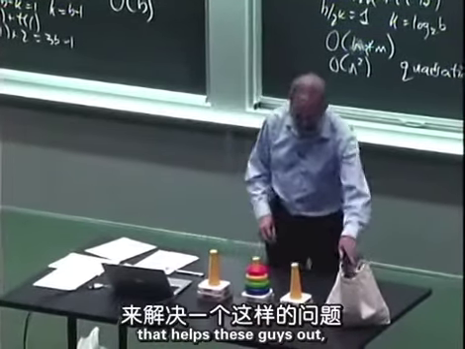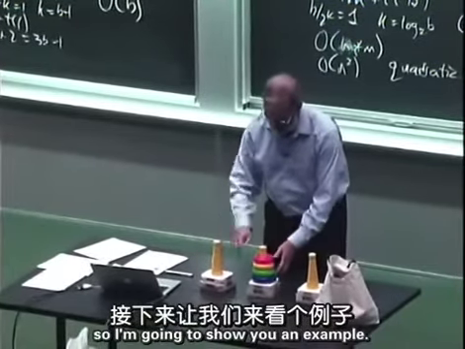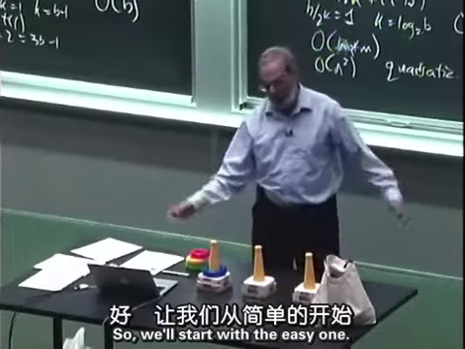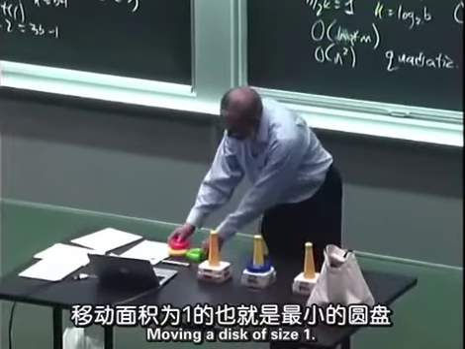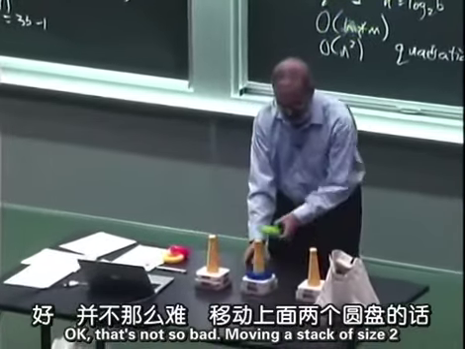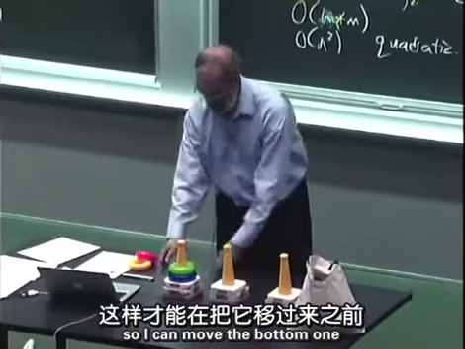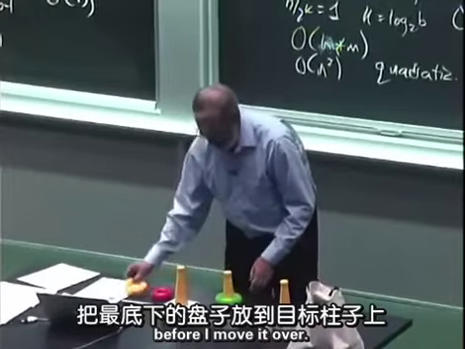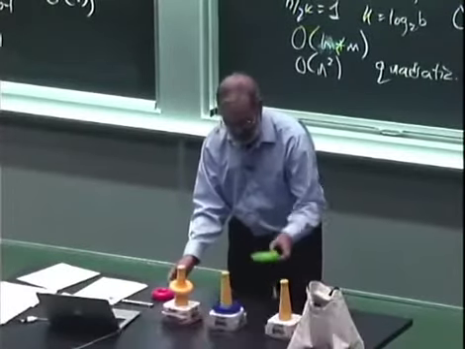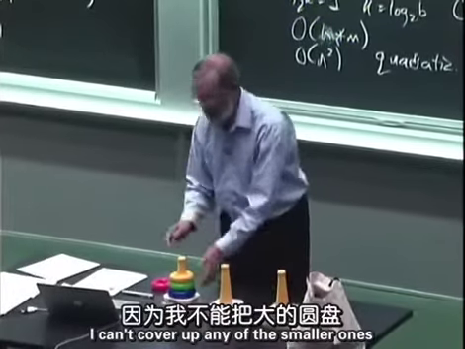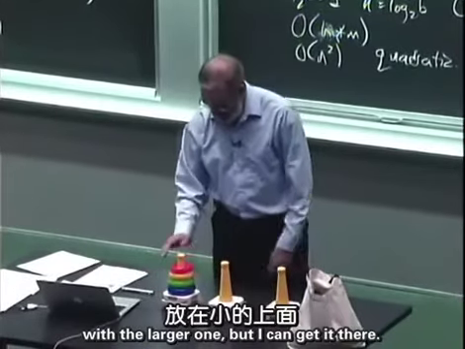So I'm going to show you an example. Let's see if we can figure out how to do this. So we'll start with the easy one. Moving a disk of size 1. Okay, that's not so bad. Moving a stack of size 2. If I want to go there, I need to put this one temporarily over here so I can move the bottom one before I move it over. Moving a stack of size 3. Again, if I want to go over there, I need to make sure I can put the spare one over here before I move the bottom one. I can't cover up any of the smaller ones with the larger one, but I can get it there.